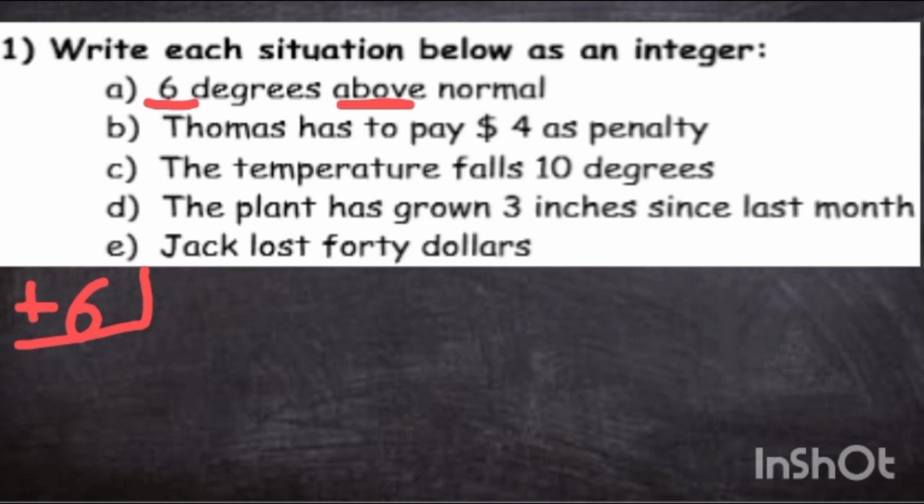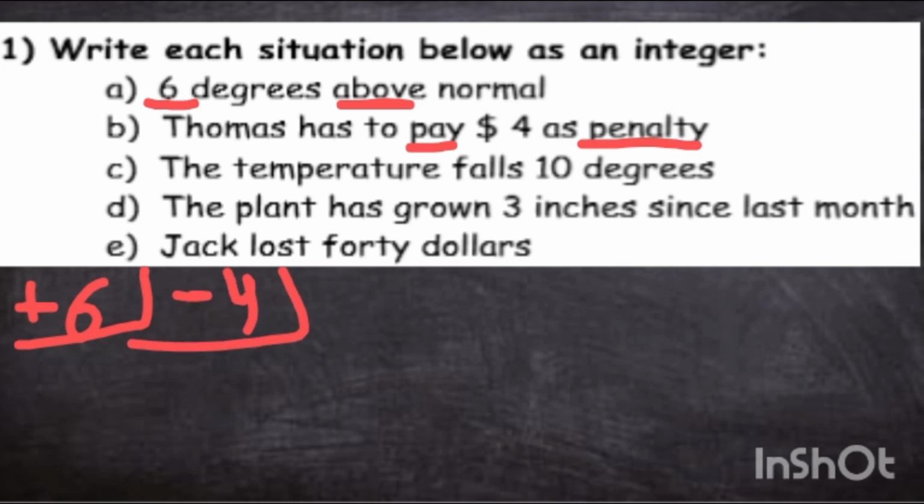Then we need to write the integer for our second situation, which is Thomas has to pay $4 as a penalty. So pay and penalty are keywords which mean negative, because he loses $4, right? So it should be -4.